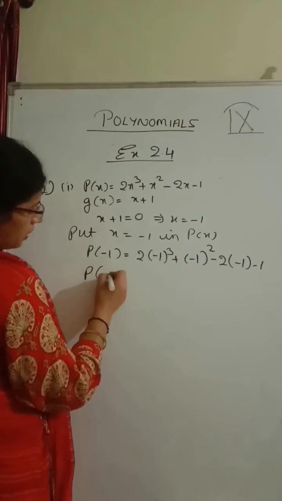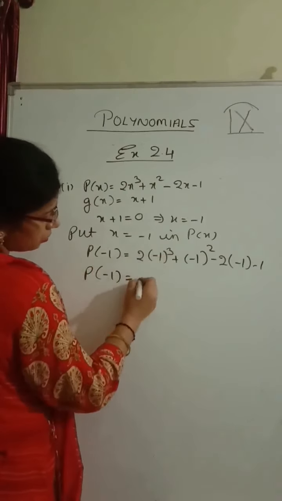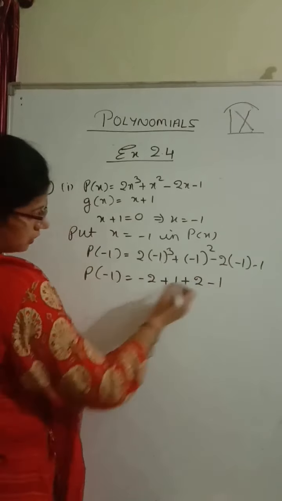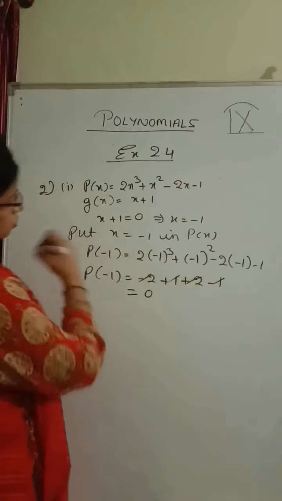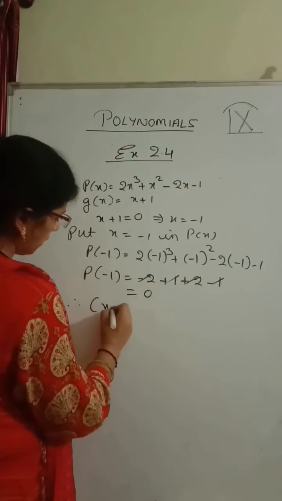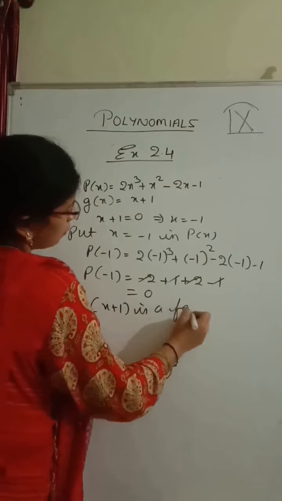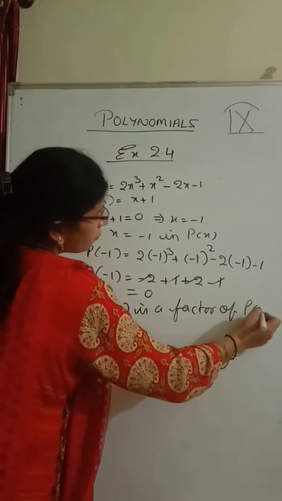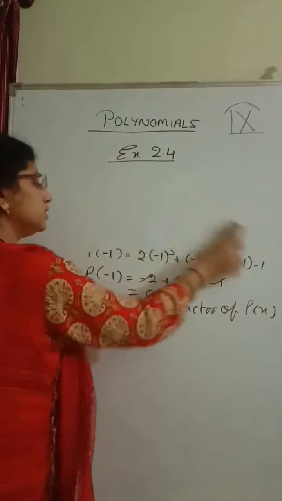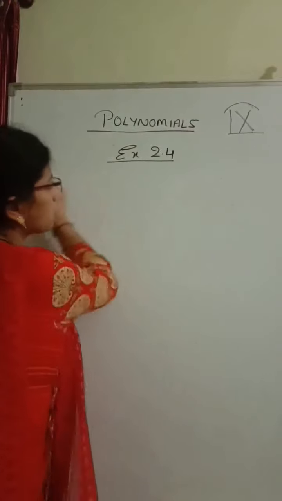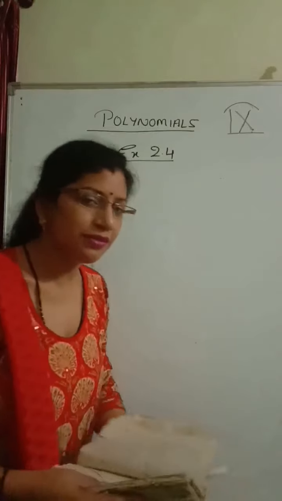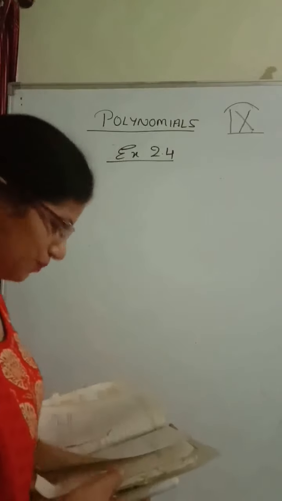So p of -1 equals to, ये -1 आ जाएगा तो -2 plus 1 minus plus 2 minus 1. These two cancel out, these two cancel out, is equals to 0. So therefore remainder 0 आ रहा तो ये फैक्टर होगा इसका. So therefore x plus 1 is a factor of polynomial of p x. Here let us do the next part of this question. They are very easy. If you keep on doing, you will find it's very interesting also. So please keep on doing.